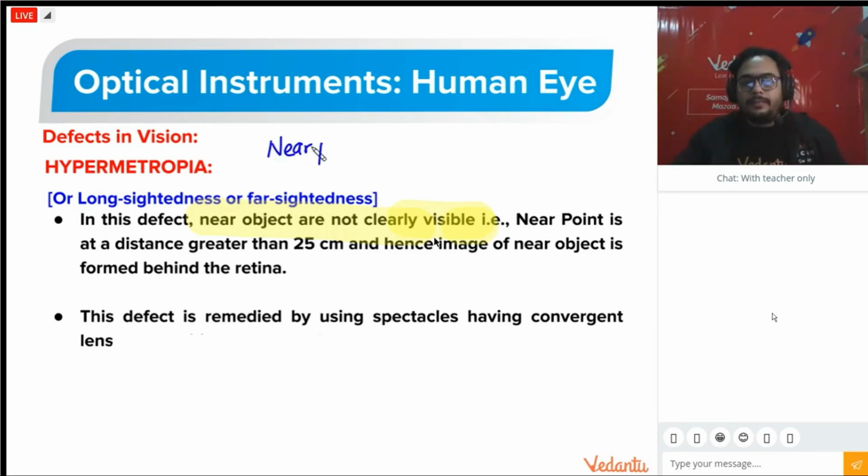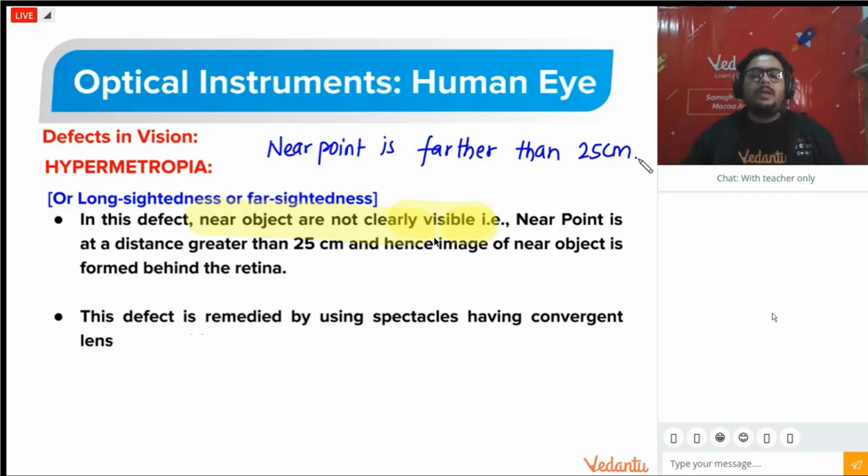the near point is farther than 25 centimeters. You cannot see clearly things that are at 25 centimeters or close to it. You have to move the objects back and then you can see things clearly. Why? Because in this case, the image is formed behind the retina. So the image is forming behind the retina.